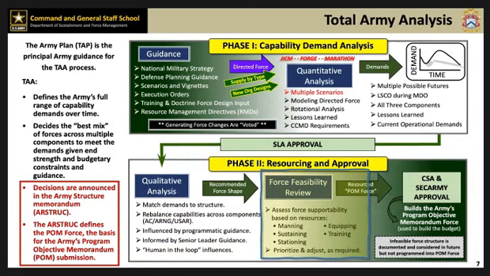The Force Feasibility Review, or FFR process, uses the results of the TAA Resourcing Conference as input, conducting a review and adjusting the POM force to assure that it is affordable and supportable. The resulting POM force includes the programmed structure for all Army components throughout the POM years and provides the basis for development of the Army POM submission.